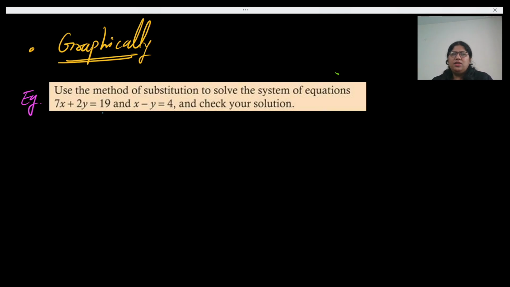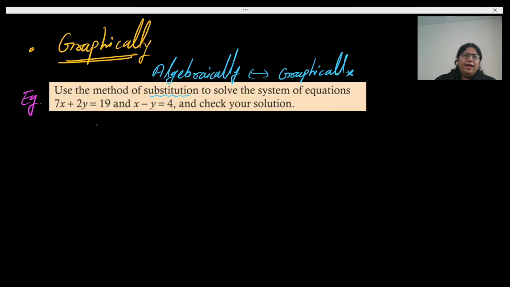There are two equations, then check the solution. So we are going to solve it algebraically and graphically, both. When they say substitution method, it means it is going to be solved algebraically, and we will cross verify what the solution is when we solve it graphically.